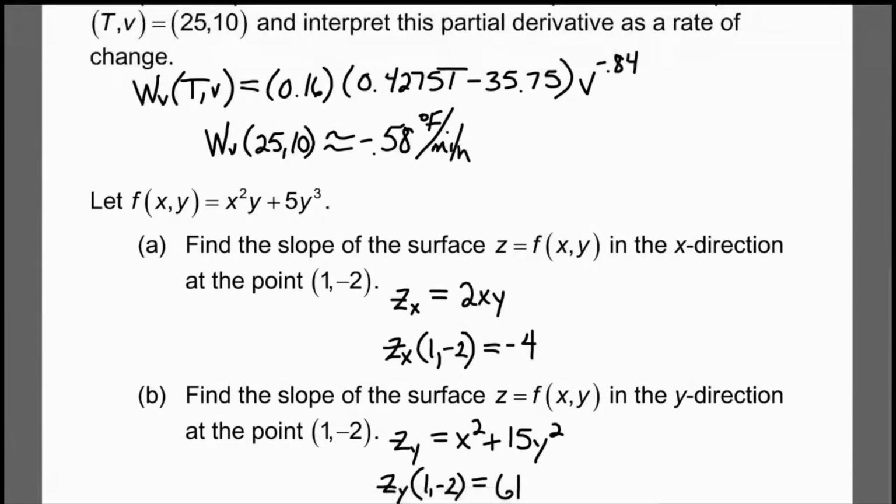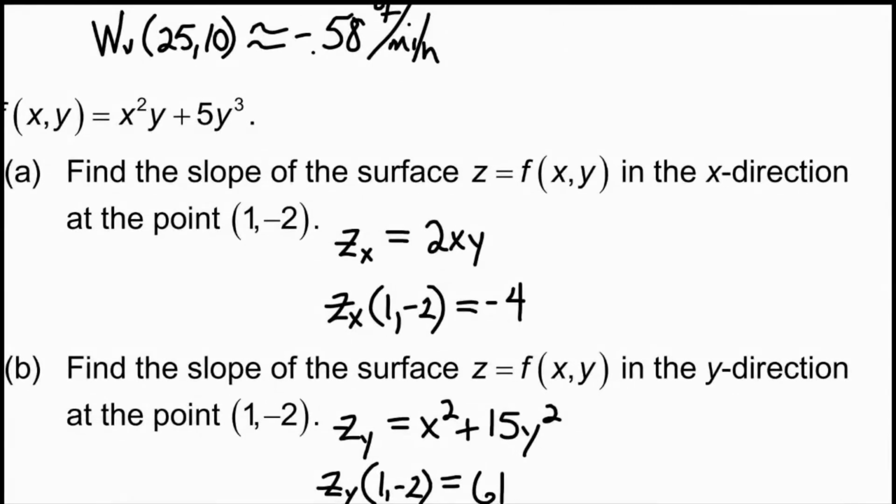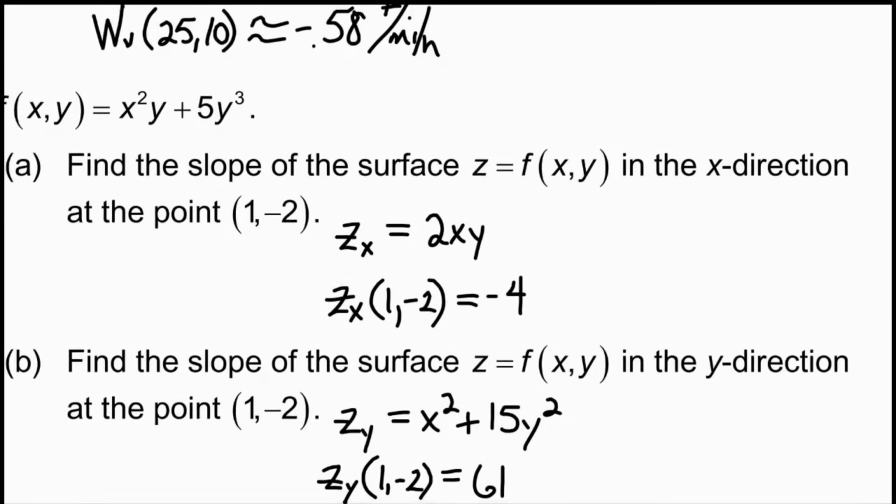All right, so here's what you should have come up with on this. Again, same idea, taking the partial derivatives. Once you get your head wrapped around it, it is actually very, very simple. So the result of part A is telling me the slope of my surface in the x direction is -4. So I've got a negative slope in the x direction. I have a positive slope of 61 in the y direction. Okay, so not too difficult to do.